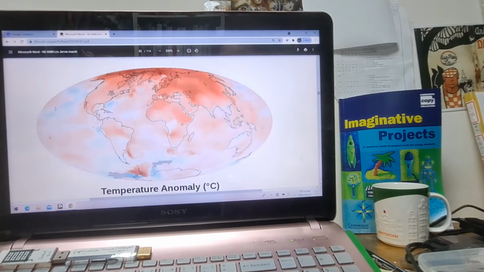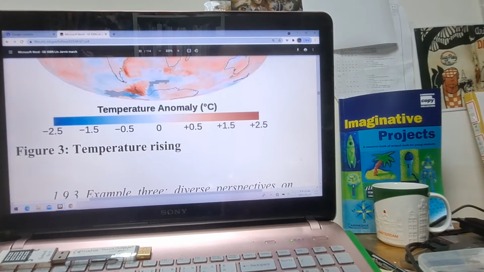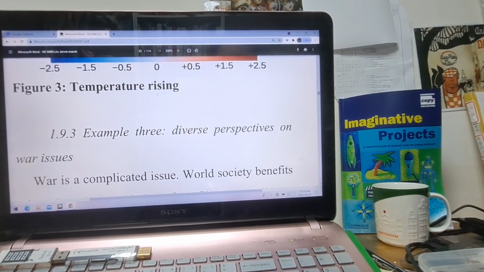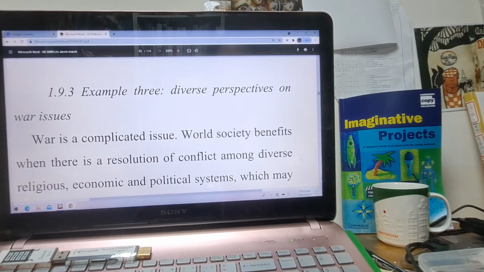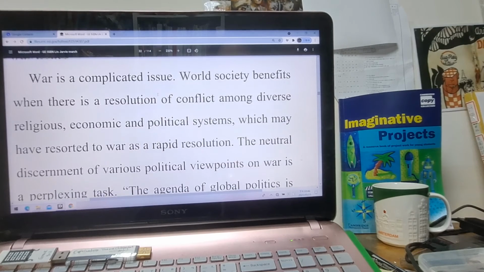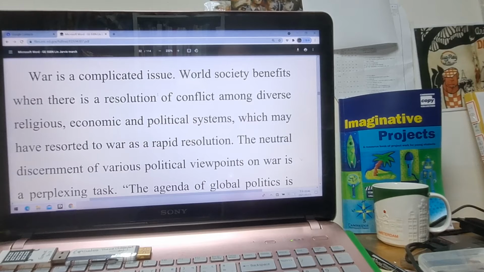As you can see, this globe is warming up, and the temperature difference turns to be less and less, even in the North and South Pole. From the view of diverse perspectives on world issues, war is another complicated issue. War is very important, and it might last a while. Hopefully, not less than 2 years.